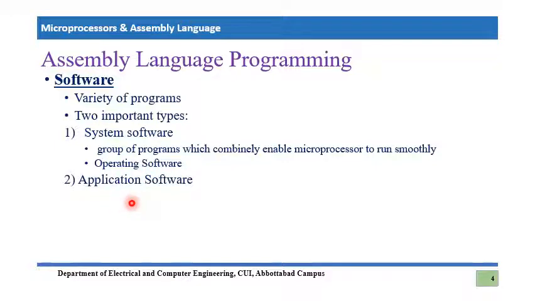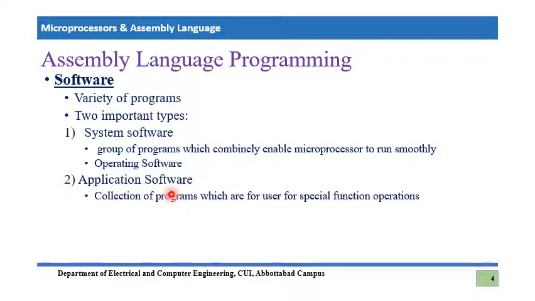The second type is basically application software. Application software are those collections of programs which are useful for specific functions or for user defined functions. Like one wants to paint inside the microcomputer, like one wants to do some documenting using Microsoft Word, like one wants to present using Microsoft PowerPoint. So these are basically what application software are.